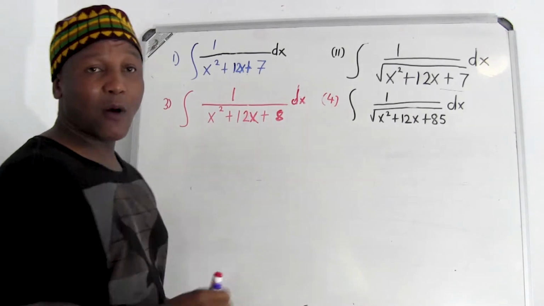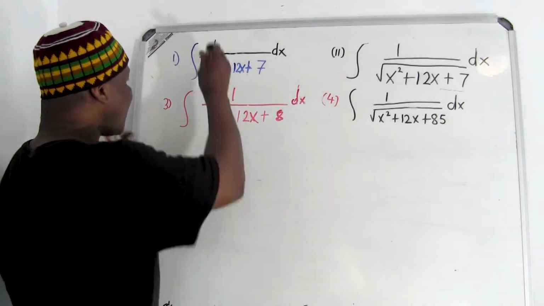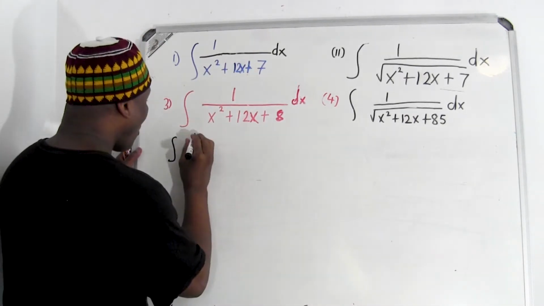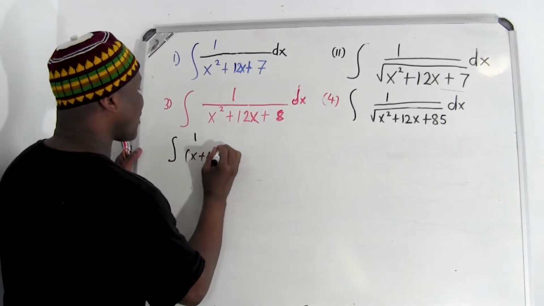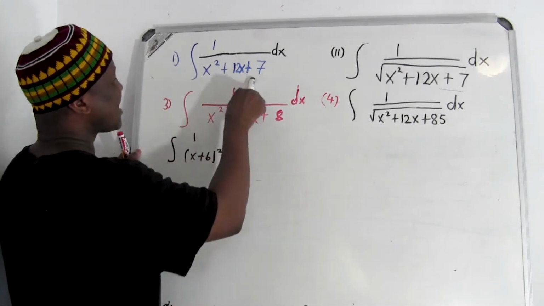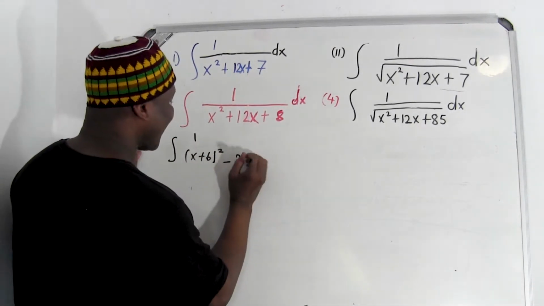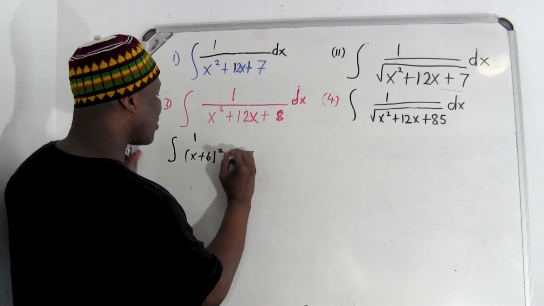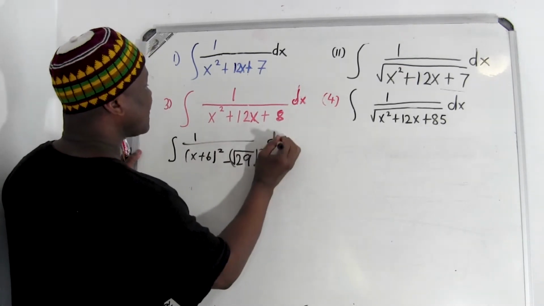Okay, so now that one, what I'm going to do, I'll separate again. So I'll say that same as integral 1, and this is going to be x plus 6, we already did, and this is going to be negative what? 7 minus 36 equal to negative 29. So we say this is going to be square root, and then we're going to square dx.